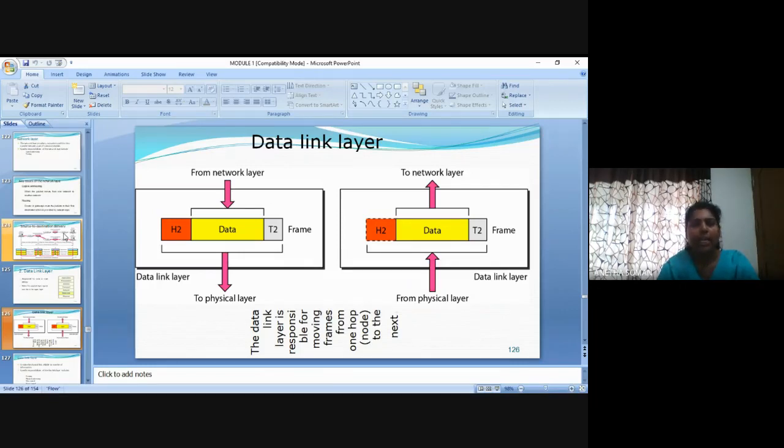For the data link layer, in addition to the IP address, you have got the link address or the MAC address or the physical address, and that entirely forms the frame. Actually, this MAC address is a 12-digit code that is embedded in your network interface card.